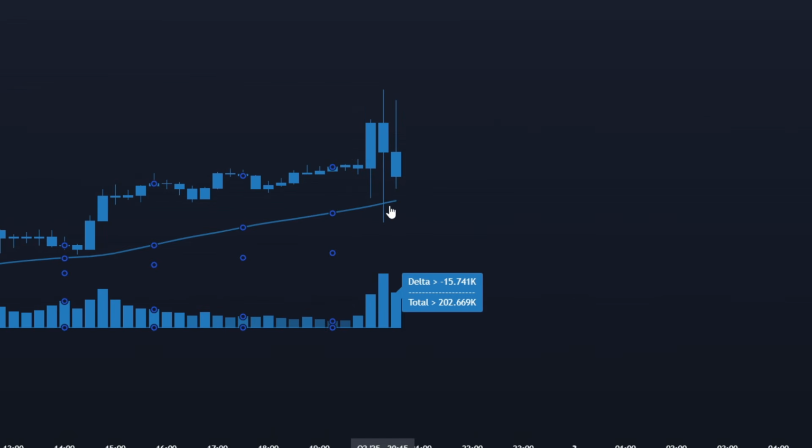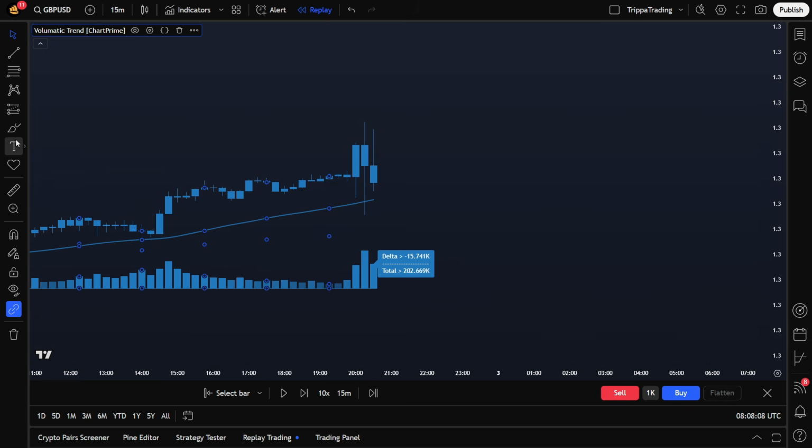Don't enter immediately, instead look at the volume histogram. If the bars during the bounce off the ribbon are significantly larger than the bars during the pullback, that's a strong signal that buyers are stepping back in with force. That's your entry confirmation. You can open a buy position as the price begins to move upward again.